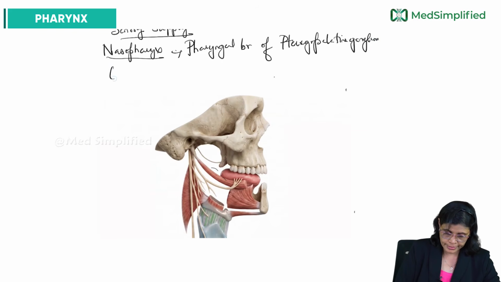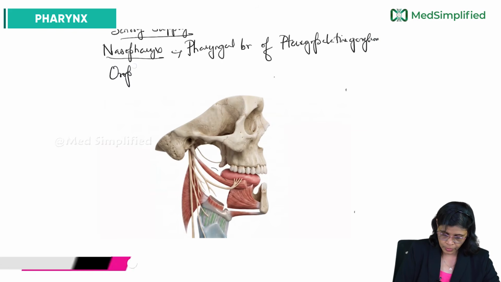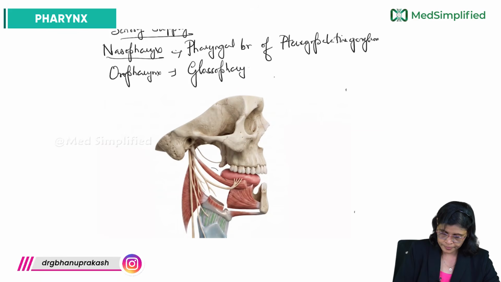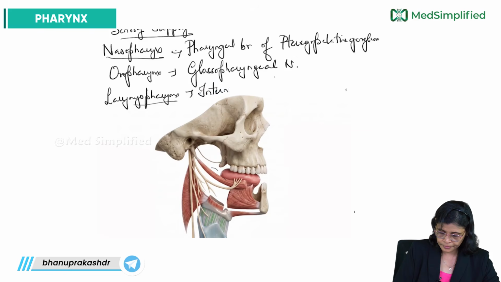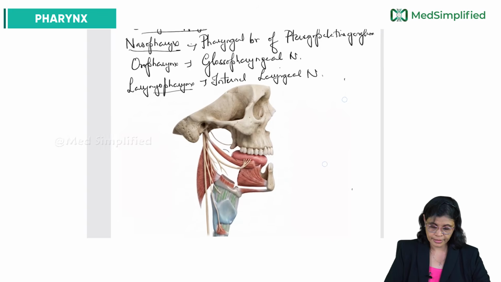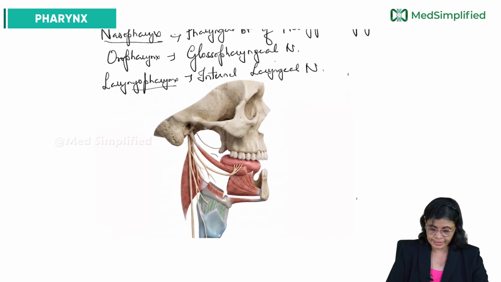The oropharynx is supplied by the glossopharyngeal nerve, and the laryngopharynx is supplied by the internal laryngeal nerve. Okay. So these are the three things, mainly the sensory supply.